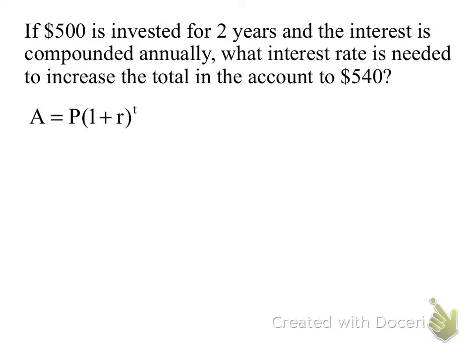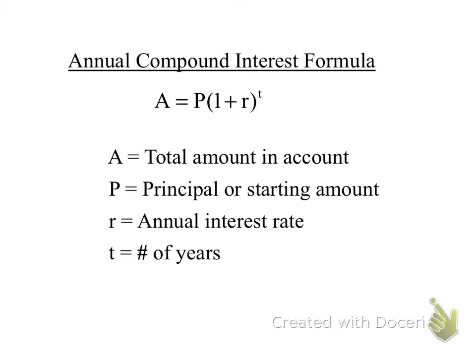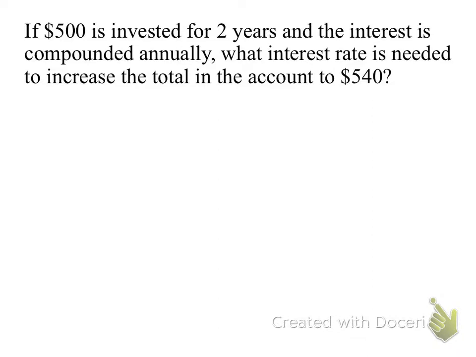So let's start with our equation. What are they giving me? Where does 500 go? What does A stand for? The amount in the account. Would the amount in the account be 540? Or would it be? Well, what does P stand for? Go back. Principal. So that equals 500. So my P is 500. Okay. Where does the 2 go? Jackson? The 2 goes to 2 years, the time. T is the exponent.